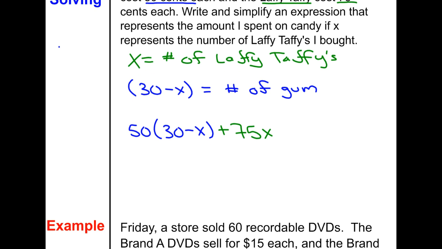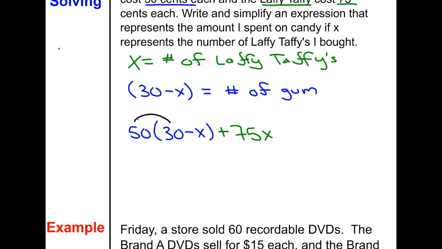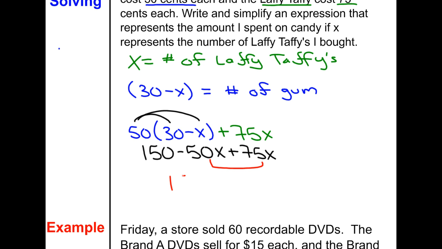So now we need to simplify this by distributing through. Boom, boom. So we get 150 minus 50x plus 75x. Now we have some like terms, so let's combine those. So it'll be 150, and negative 50 plus 75 is going to be positive 25x. And that's our fully simplified version of how much money we would spend on candy.